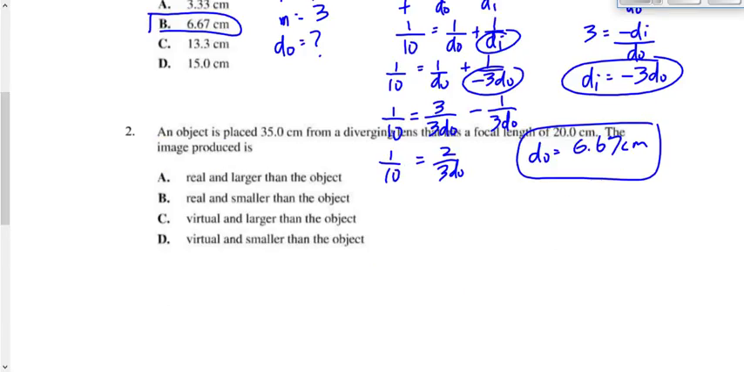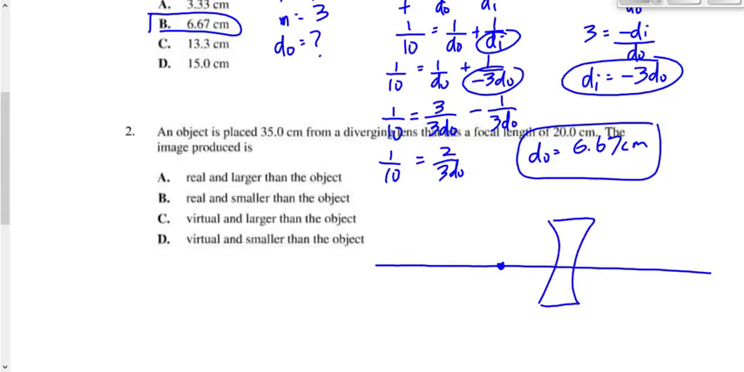Number 2, an object is placed 35 centimeters from a diverging lens that has a focal length of 20. The image produced is, you could analyze this and solve for DI, determine whether it's real or virtual, and then find the magnification, determine whether it's bigger or smaller. But I don't know about you guys, I thought of the ray diagram for this. We have a diverging lens. My focal length is 20. My object distance is 35, so it's a bit bigger than the focal length. First ray, parallel, goes up away from the focal point. Second ray goes down through the center. My image is formed right here. It's going to be virtual and smaller.